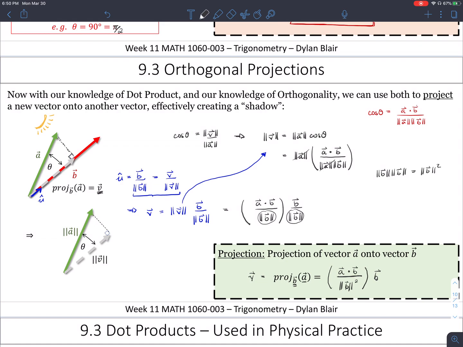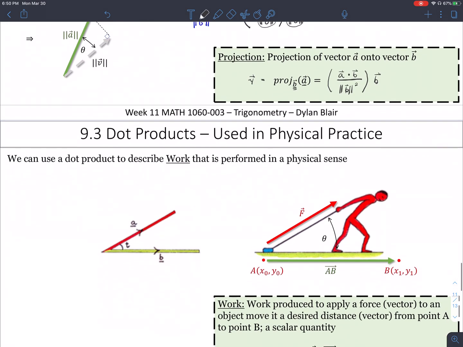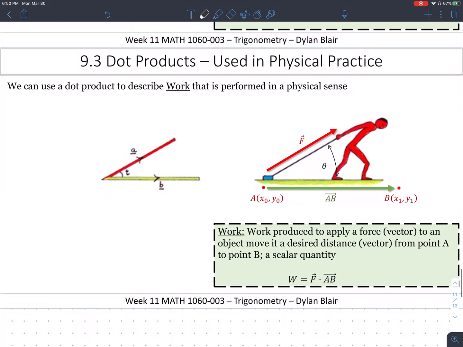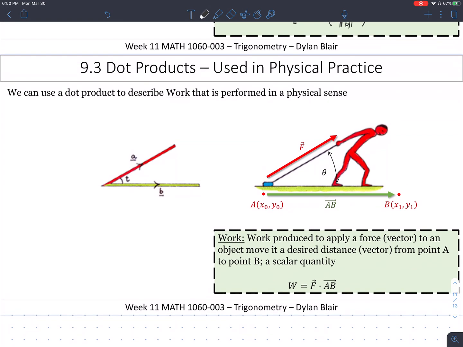And before I move on to the last slide, I'm just going to double check to make sure that I didn't make any mistakes by comparing to the book. Yep, we're good. Okay, and that is how we use the result of orthogonality and dot product in order to create these orthogonal projections. Okay, now lastly, for story problems, you'll need to know how we think about dot products in a physical practice. When we think of physical practice, we usually think physics. So we can use a dot product to describe work that is performed in a physical sense.